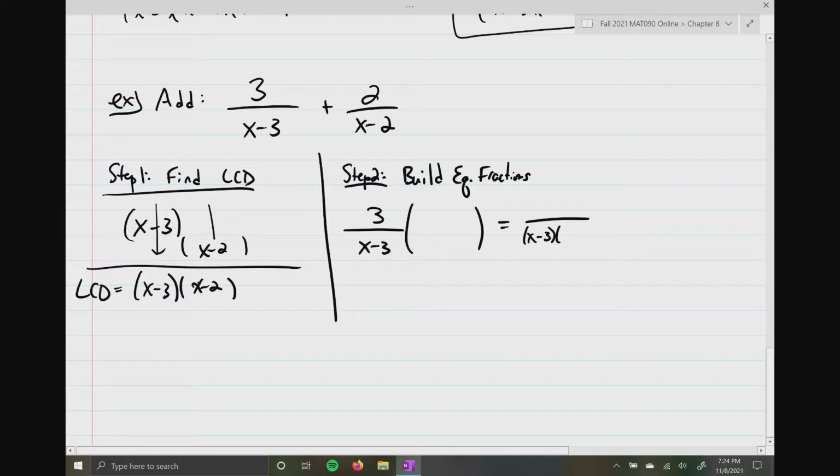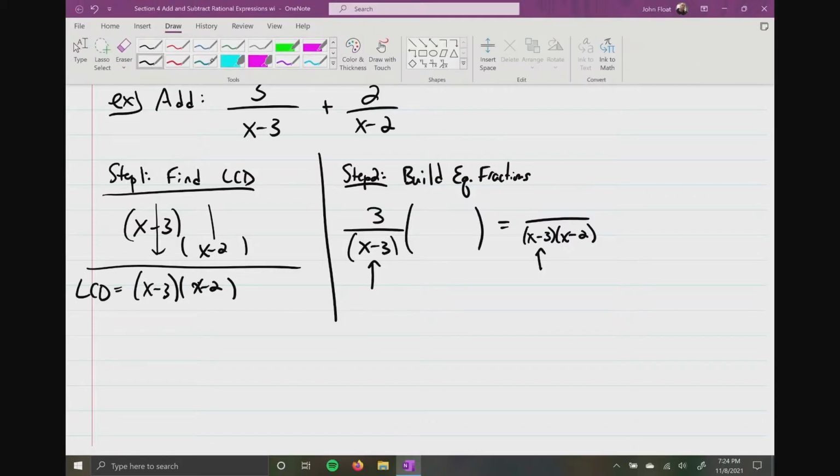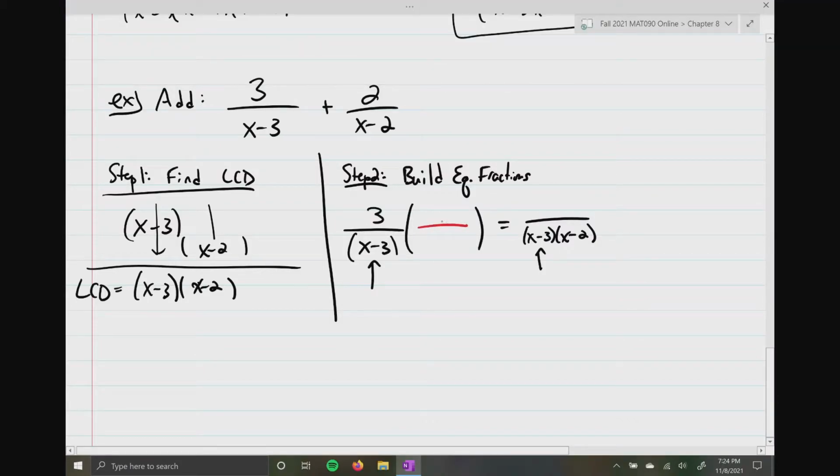So my goal is to multiply 3 over x minus 3 by something so that I get x minus 3 and x minus 2 in my denominator. Well, if you look, you already have the x minus 3. You don't have to do anything with that. What you need is that x minus 2. So I'm going to put x minus 2 over x minus 2, and then my numerator is going to be 3 times the quantity x minus 2. Don't distribute, don't do anything, just rewrite it.